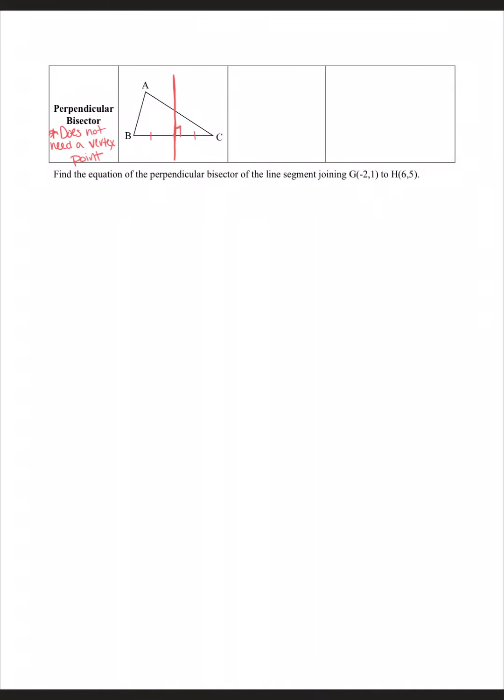So let's just write down the definition of a perpendicular bisector. A perpendicular bisector is a line that divides a line segment into 2 equal parts at a right angle. Right? So again, we're going to work toward finding the equation. How do I find the equation of that perpendicular bisector? So just like every other line, we need our slope, we need our y-intercept, but right now I don't even have a point on the line.